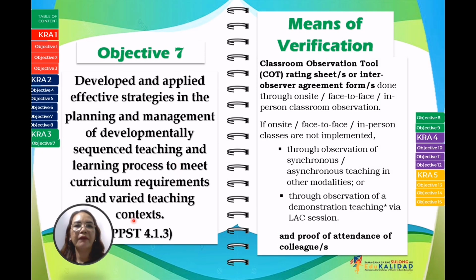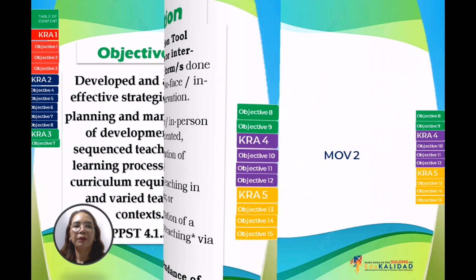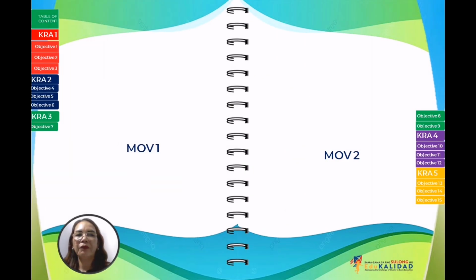Objective 7, developed and applied effective strategies in the planning and management of developmentally sequenced teaching and learning process to meet curriculum requirements and varied teaching contexts. PPST Indicator 4.1.3. And the means of verification, COT rating sheet or inter-observer agreement form with proof of attendance of colleagues. May dalawang MOVs na kailangan, MOV1 and MOV2.